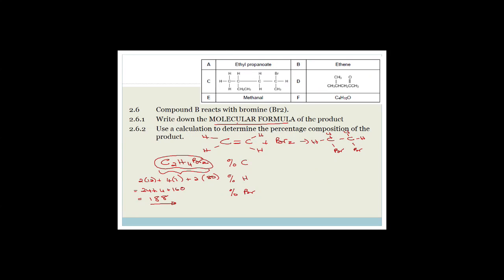Now, we want to know the percentage composition of carbon, hydrogen and bromine, which means we want to know what percentage of this thing is made up of carbon. So it's going to be 2 times our 12 divided by 188. That would give me the fraction, but remember we want percentage, which means we're going to times it by 100 over 1. Hydrogen is going to be 4 times 1 over 188 times 100 over 1 to get the percentage. And bromine is going to be 2 times 80 over 188 times 100 over 1. And now we just need our calculators.